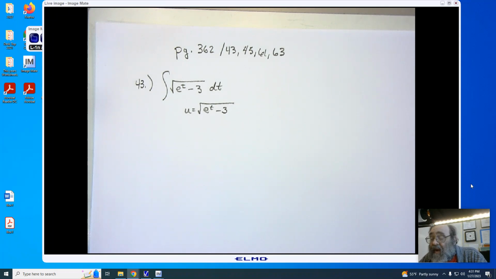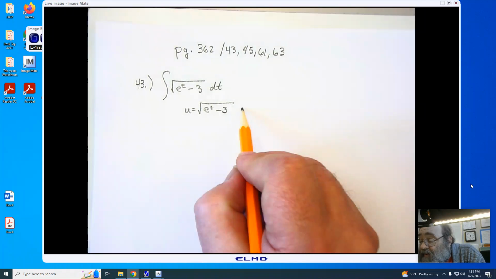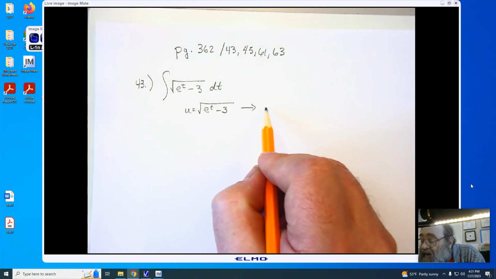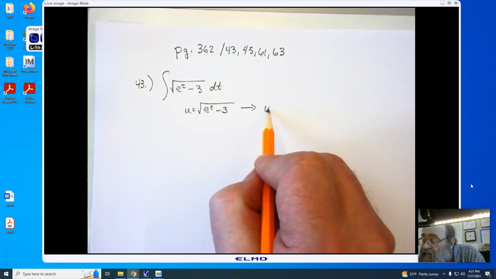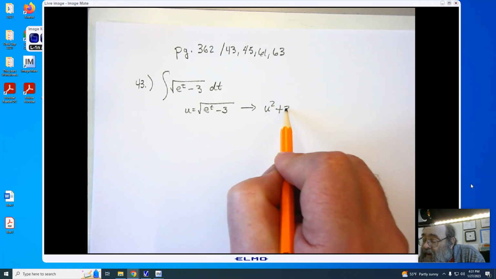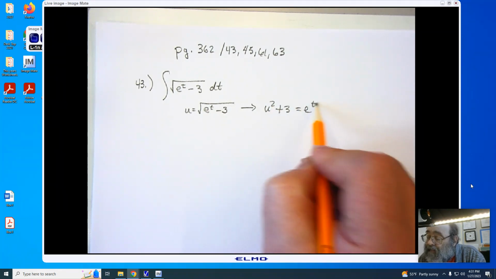In number 43, they give us the integration of the square root of e to the t minus 3 dt, and they tell us that u is equal to the square root of e to the t minus 3. Now, just in case, I'm just going to find what e to the t is, and that's going to be u squared. I add 3, and I have e to the t.